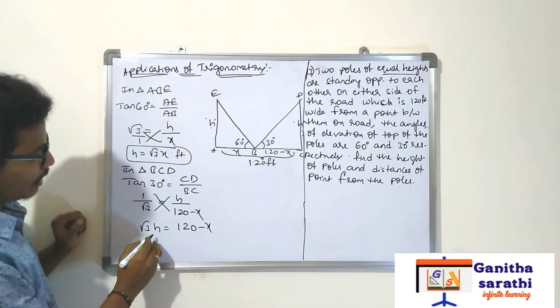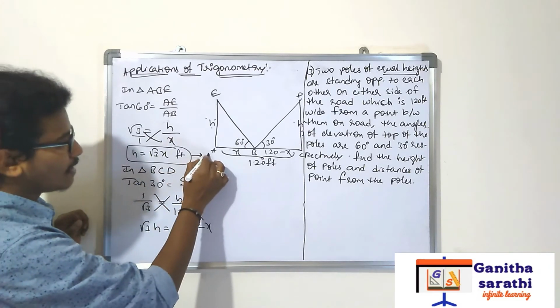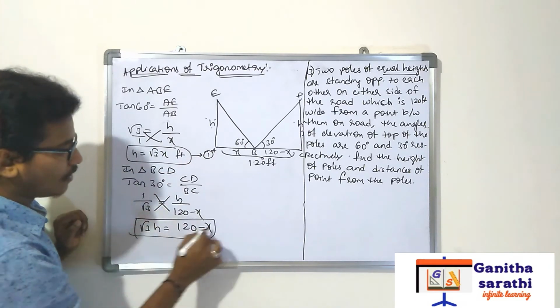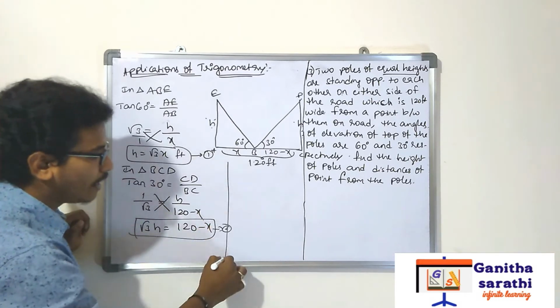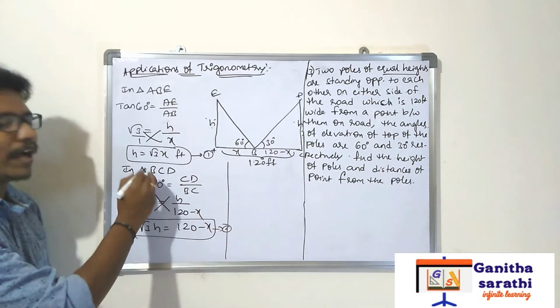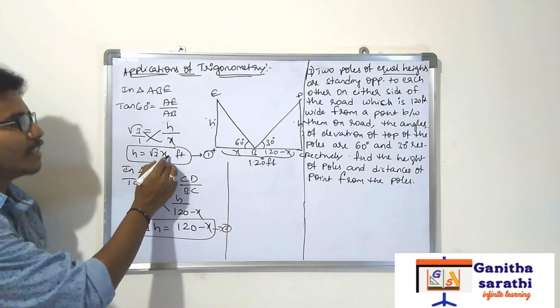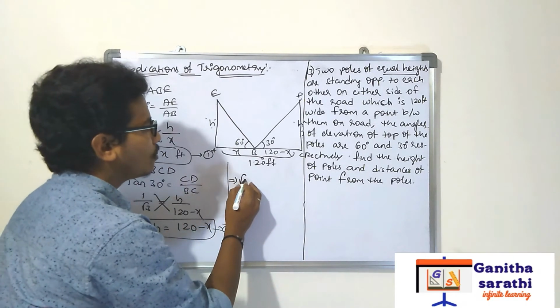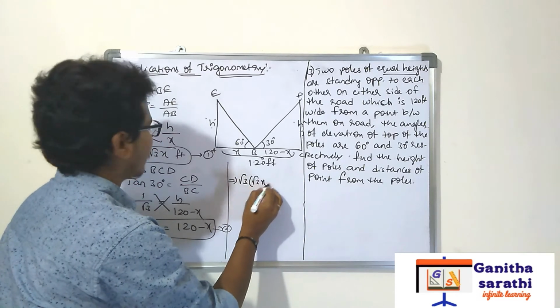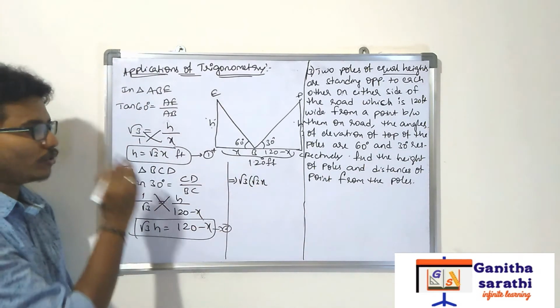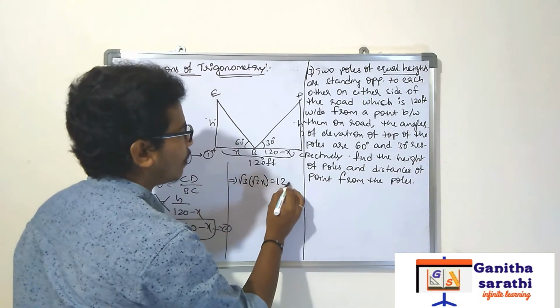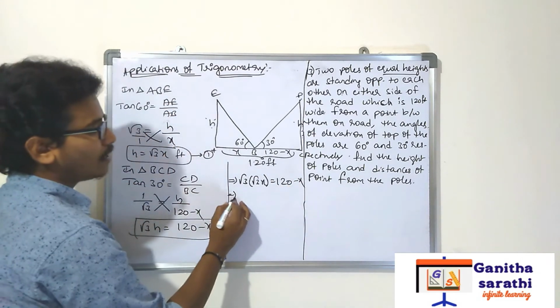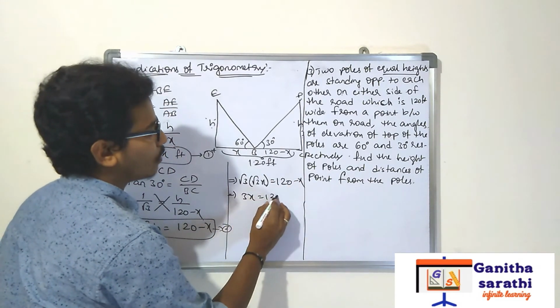Okay. So take this as equation 1 and this as equation 2. Substitute equation 1 in equation 2. What is the value of equation 1? H is equal to root 3x. Substitute that H value here. Now it will become root 3 into root 3x, root 3 into root 3, 3x is equal to 120 minus x.